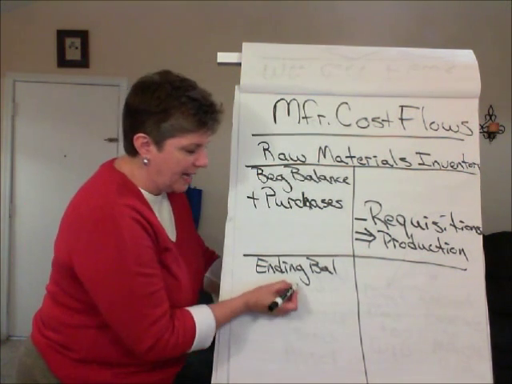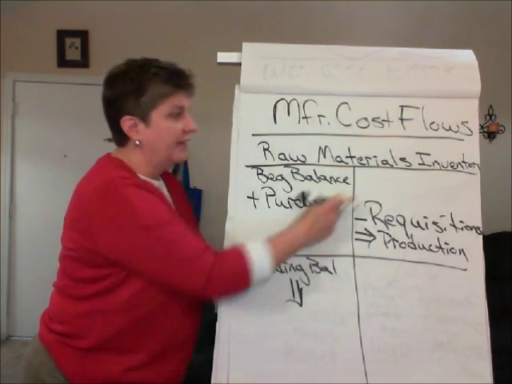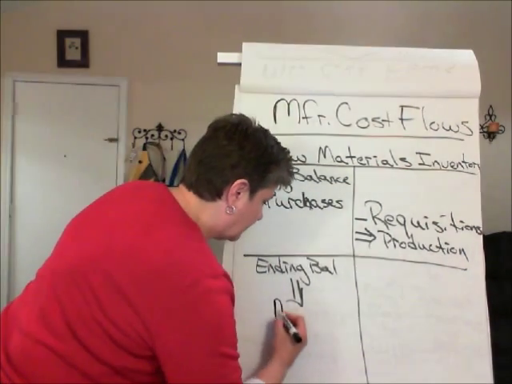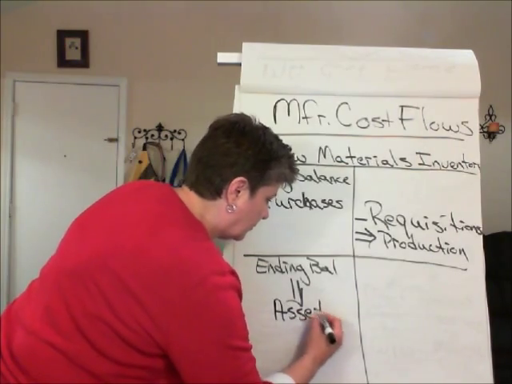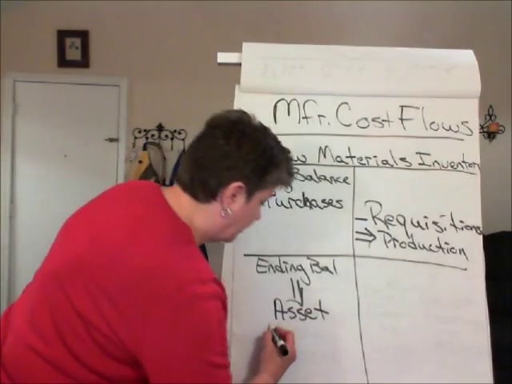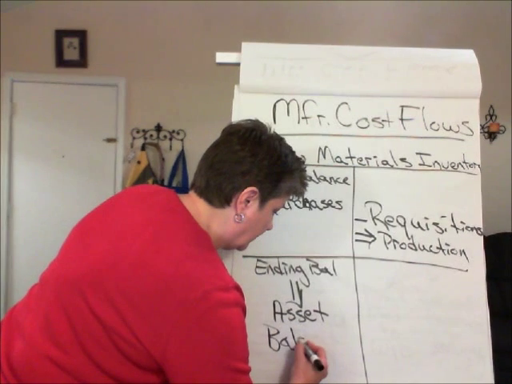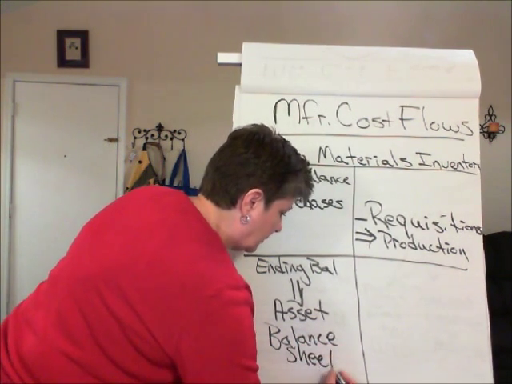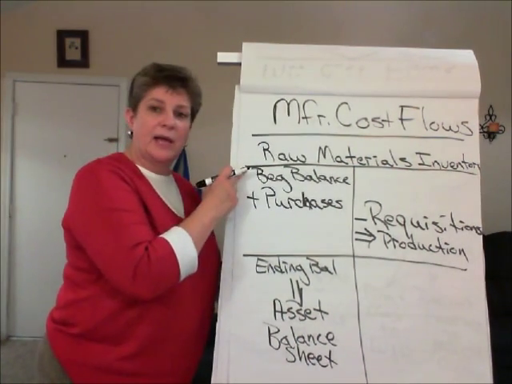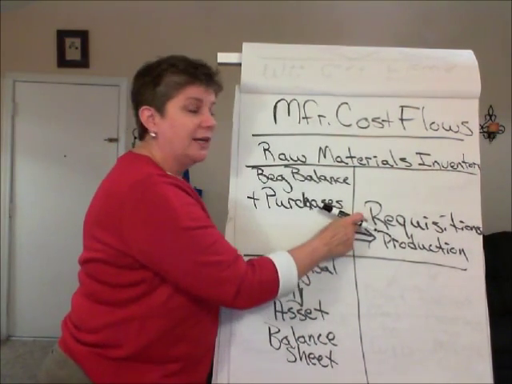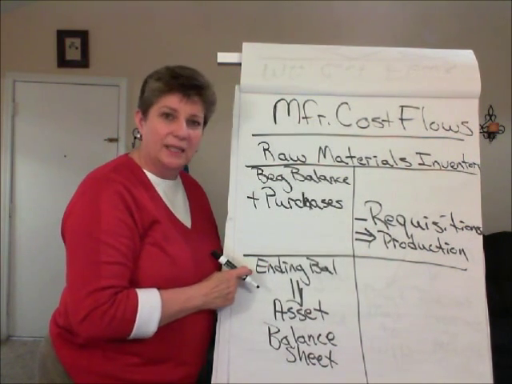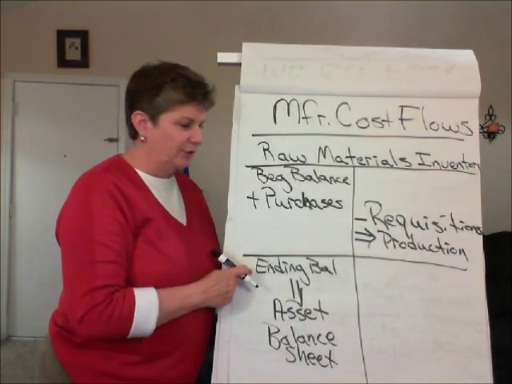And the ending balance of an inventory account is an asset which is reported on the balance sheet. So beginning balance plus purchases minus requisitions of raw materials yields the ending balance of raw materials inventory.